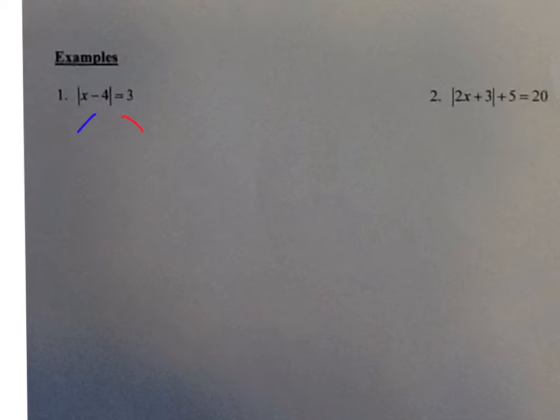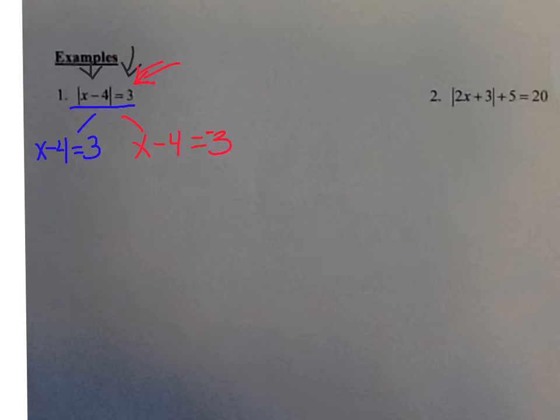My blue branch, I'm just going to rewrite this the way it is because it's isolated. So it'll be x minus 4 equals 3. On the red branch, it's going to be x minus 4 equals negative 3. Because remember, what's inside the absolute value has to be equal to 3 or it has to be equal to negative 3. Sorry, this is supposed to be negative 3. That's why I set up 2 equations. It's what's on the outside, the positive in the blue, the negative in the red.